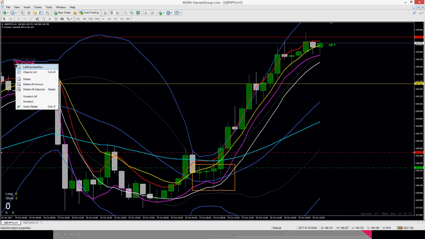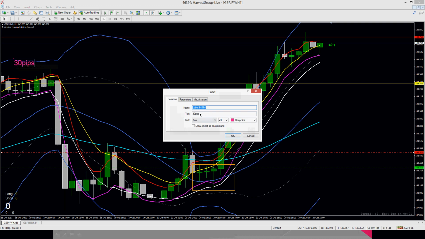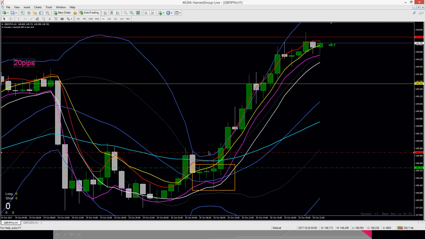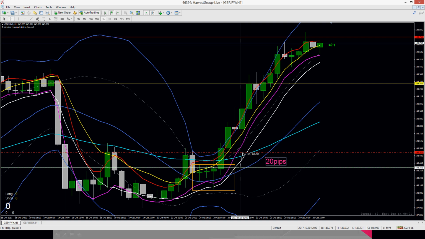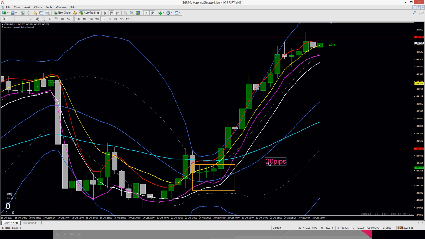So if you set yourself up on a daily target of 20 pips, then what you should do is lock this 20 pips. So for example, let me count that here. So that's about over there, that 20 pips.